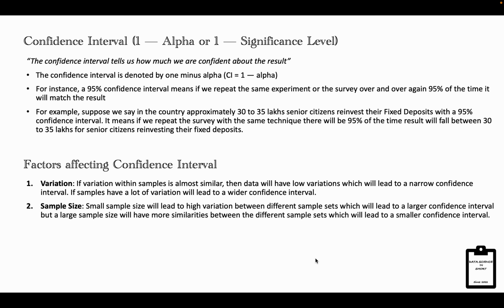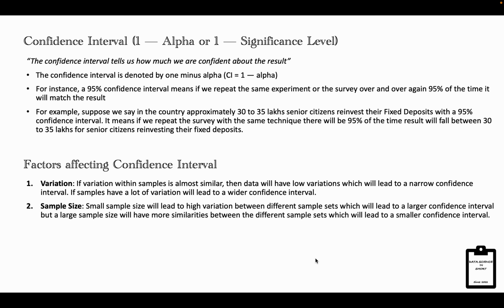So today's final topic is factors affecting confidence interval. Mainly there are two factors, variation and sample size. If the variation within the sample is almost similar, then the data will have low variation, which will lead to a narrow confidence interval. If the sample has a lot of variation, then it will have a wide confidence interval.